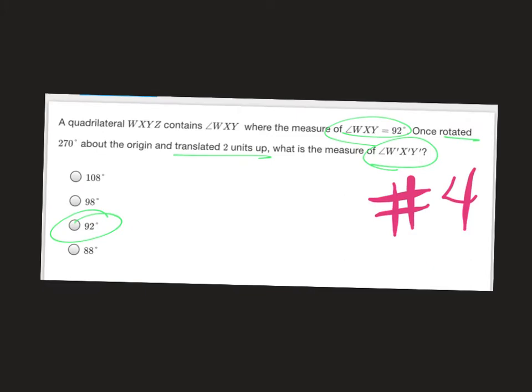All right, this one is talking about having a quadrilateral. It gives you a measure of that angle WXY. And this one's telling you that it was rotated and then also translated. But both of those are transformations that do not change the size of the shape or anything about those shapes. So the angle is going to be exactly the same. So if you notice, it was originally 92 degrees, and so is your answer. So the new WXYZ will be the equivalent measure that it was in the beginning.